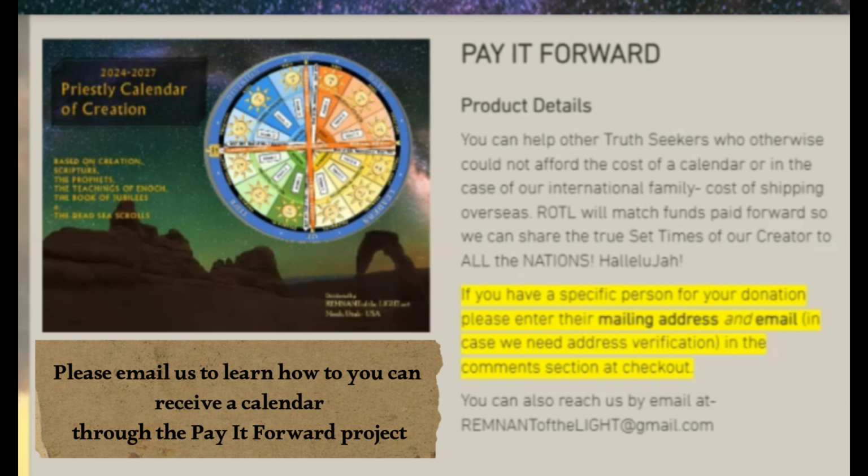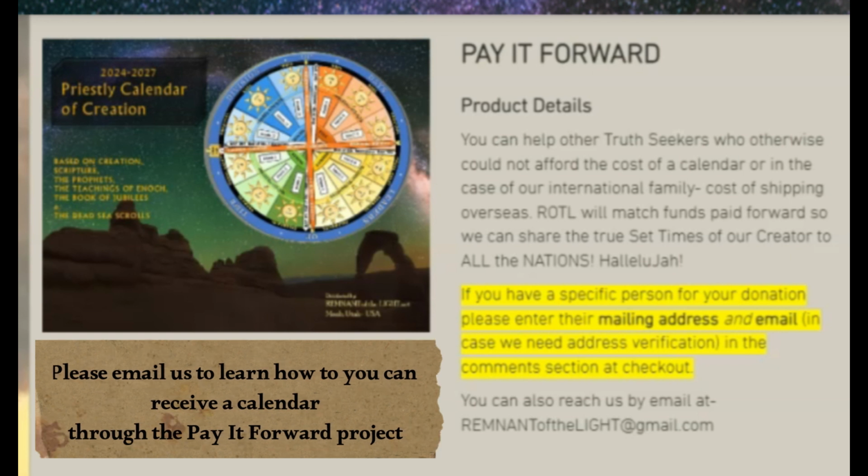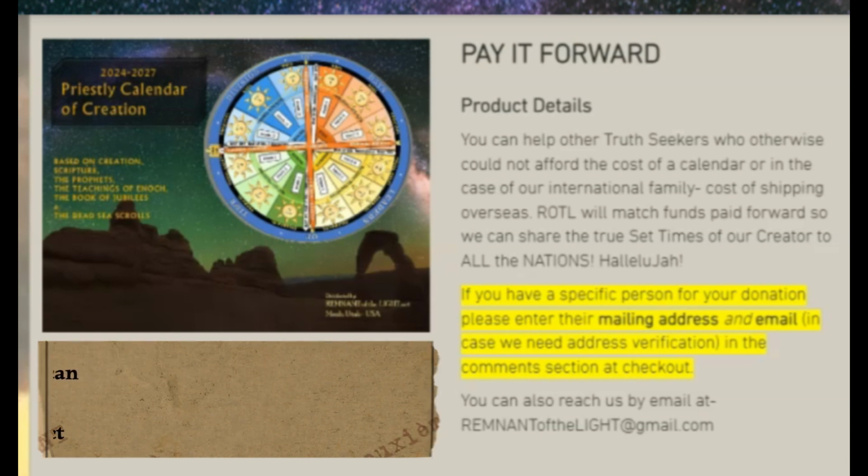And we'll keep track of who pays it forward and let you know how your money was used and who benefited from your donations. None of this money goes to us. It just goes right back into these calendars and our ministry. And in fact, Remnant of the Light will match any monies that are paid forward. So you put in $5, your $5 now becomes $10.